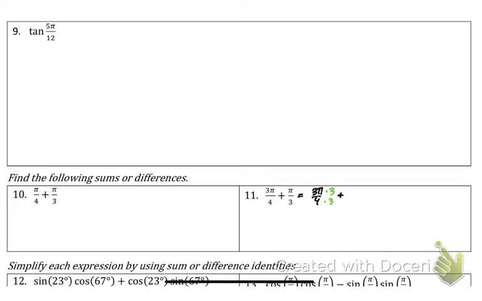And then we're going to go ahead and add pi over 3. And we multiply by the other denominator, which is 4. And so this would give us 9 pi over 12 plus 4 pi over 12. Now we can add them because they have the common denominator, which would give us 13 pi over 12.